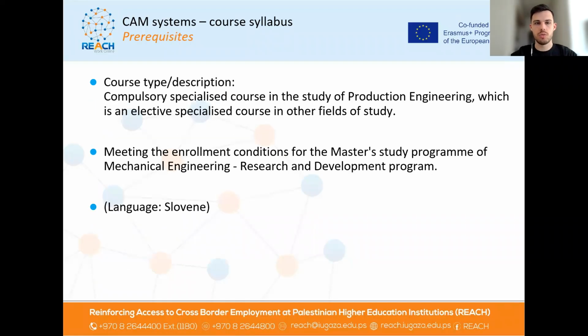The main description of the subject is that it's a specialist course in the study of production engineering, which is an elective specialized course in other fields of study. We have the option to teach it in the Slovenian language as well as in English for Erasmus students who are coming to our faculty.